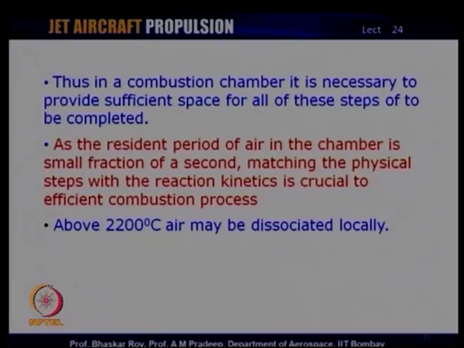At the end, you must keep an eye on the temperature. The temperature in the primary zone is very high, of the order of 2500 degrees centigrade quite often. However, air above 2200 degrees centigrade quite often has a tendency to dissociate locally. So, the primary zone temperature, which is often available in the primary zone, should not be allowed to go inside the rest of the combustion chamber, where air may dissociate.